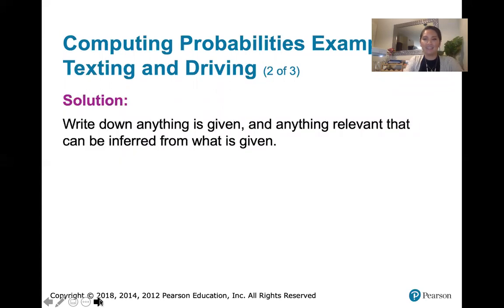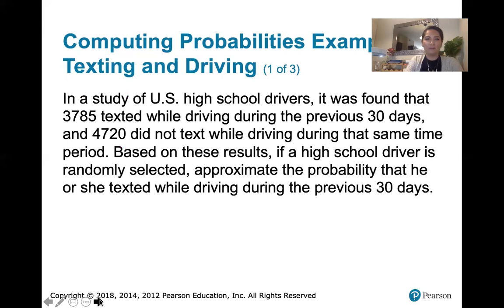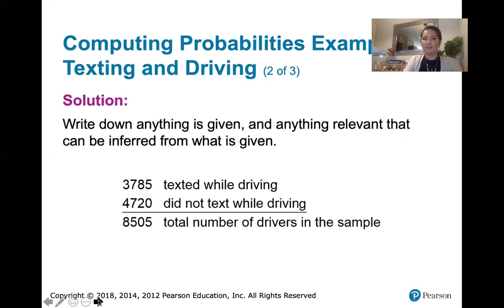First, we're going to write down anything that's given. And then we're also going to write down anything relevant that can be inferred from what is given. So what do we know? We know that there are 3,785 students that texted while driving. And then there were 4,720 students that did not text while driving. So we should write that down. Now, if you're talking about the total number of students in the study, the total number of students that we have data for, you have to add those two numbers together. So the total number of drivers in our sample was 8,505.